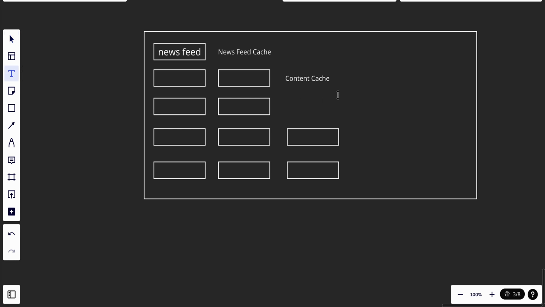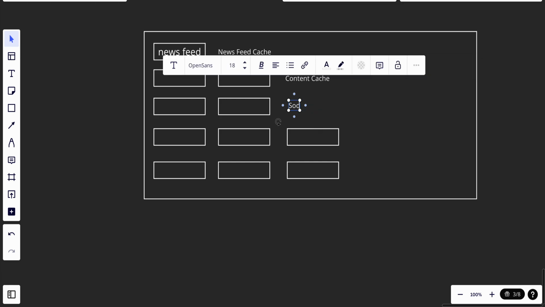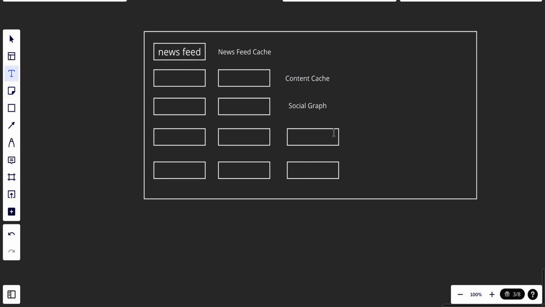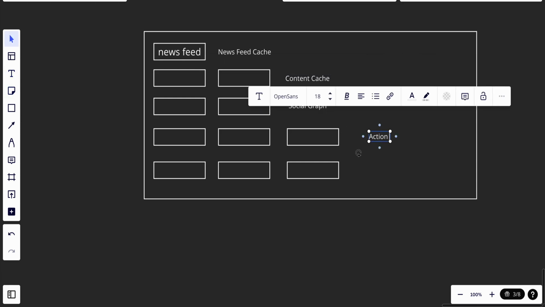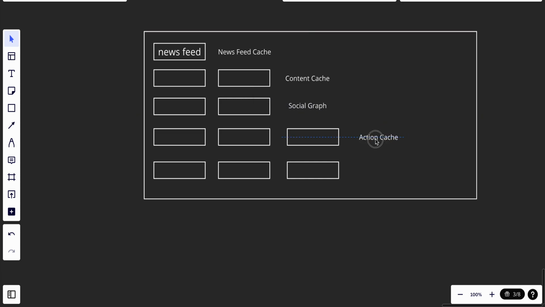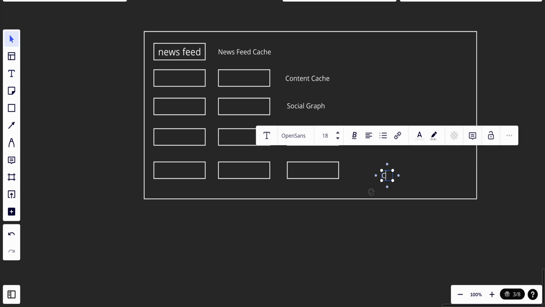And we have, I guess, two more. We have the social graph cache, and we have the action cache. You only have to know what these things are for in terms of high-level design. We don't have to get into details on them. And we have the counter cache.